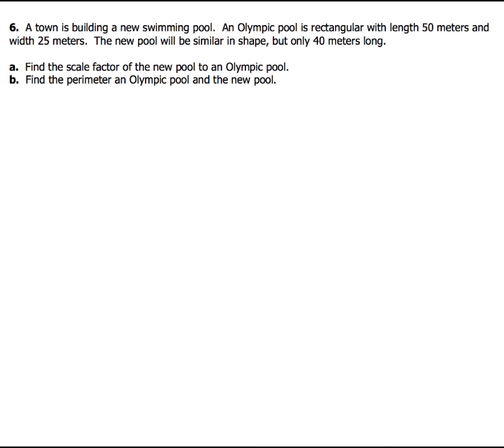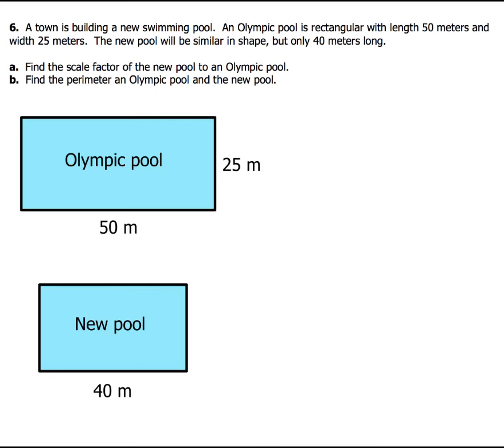Now they tell us that the Olympic pool is rectangular. So that means we're going to draw a rectangle for our Olympic pool and a rectangle for the new pool. When you do your drawing, we're going to go ahead and include all the information that we're given. So that's going to look like this. My Olympic pool is going to have the dimensions 50 by 25. Don't forget to add your units in there. My new pool, the only thing I know is that the length is 40 meters. That's what you have to do first, is go ahead and draw a picture.